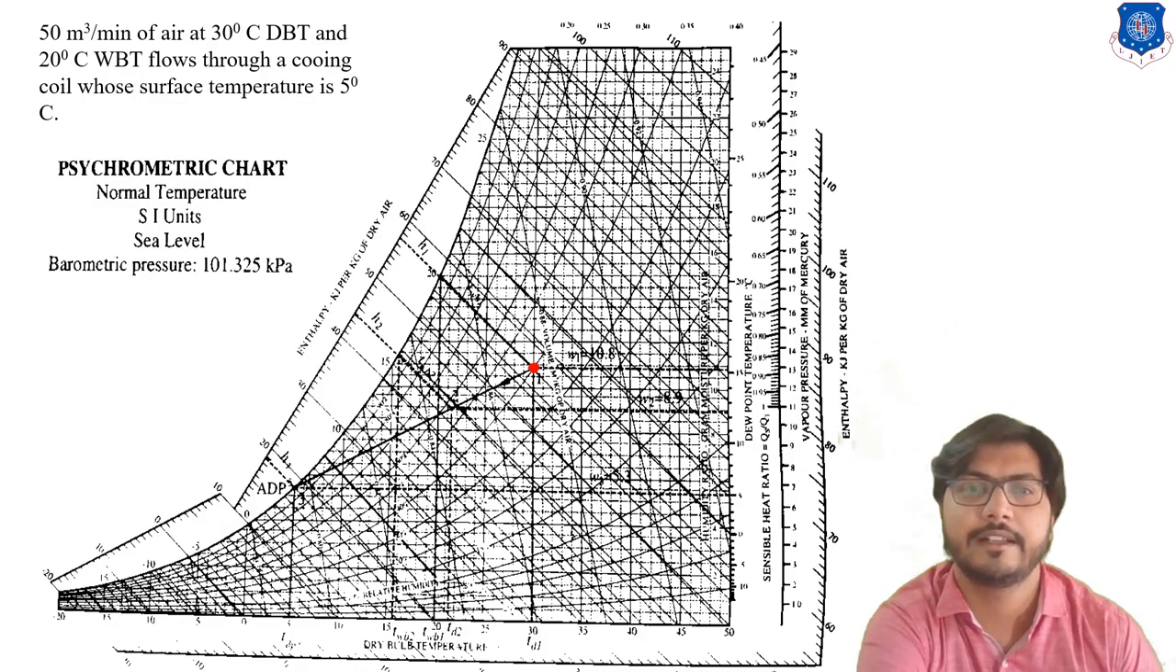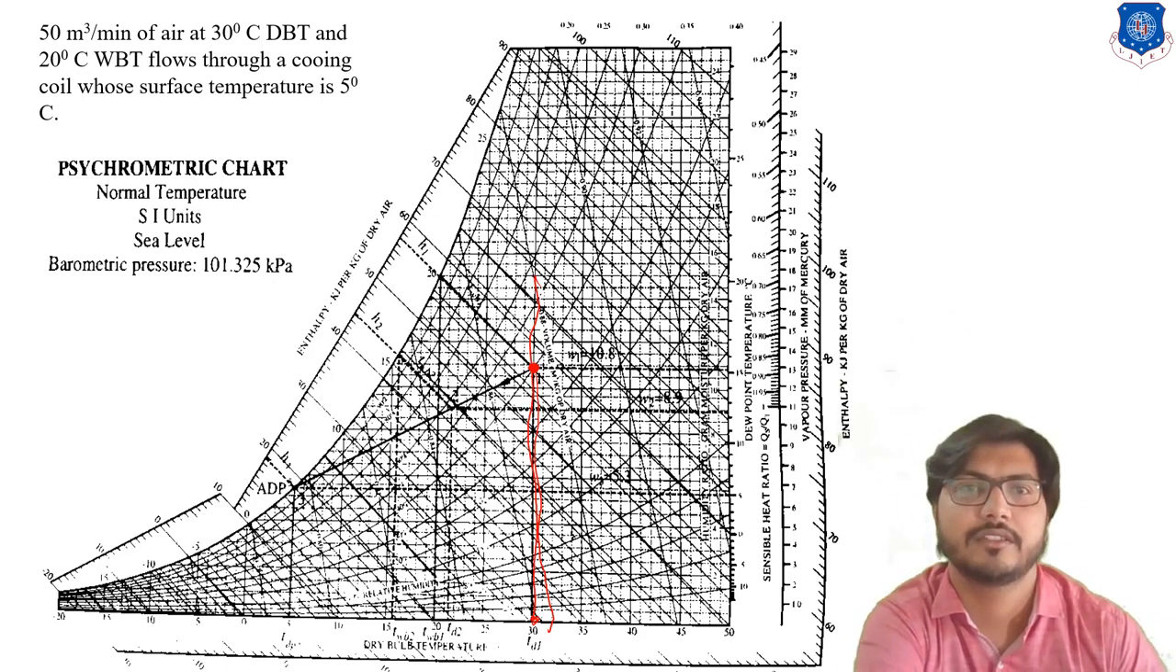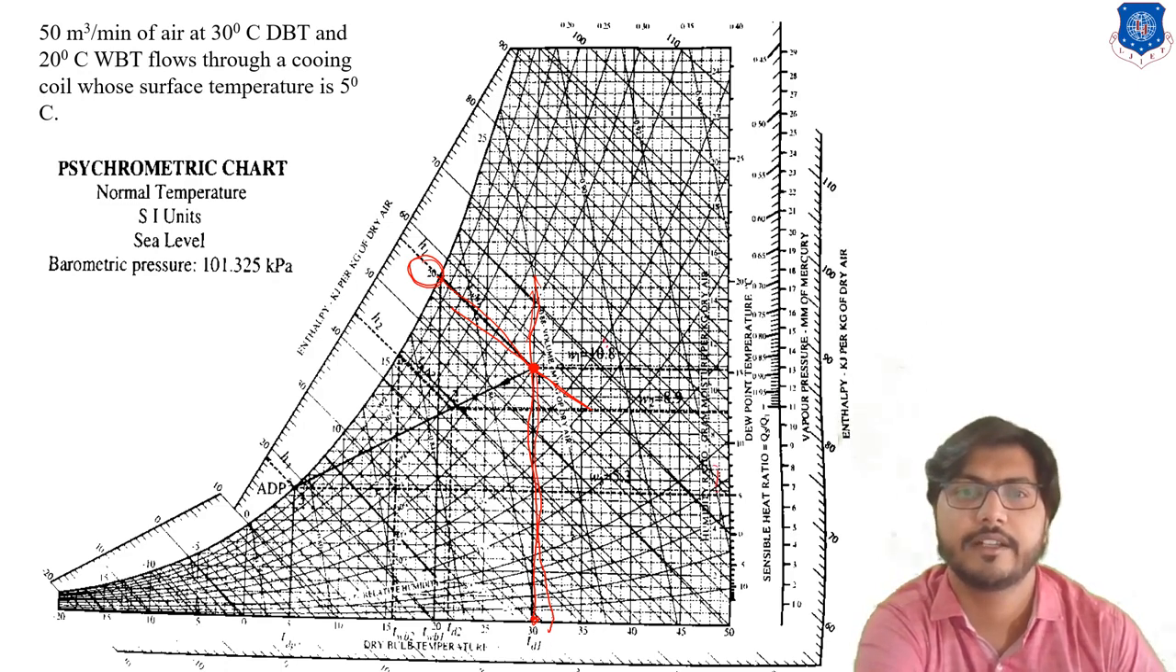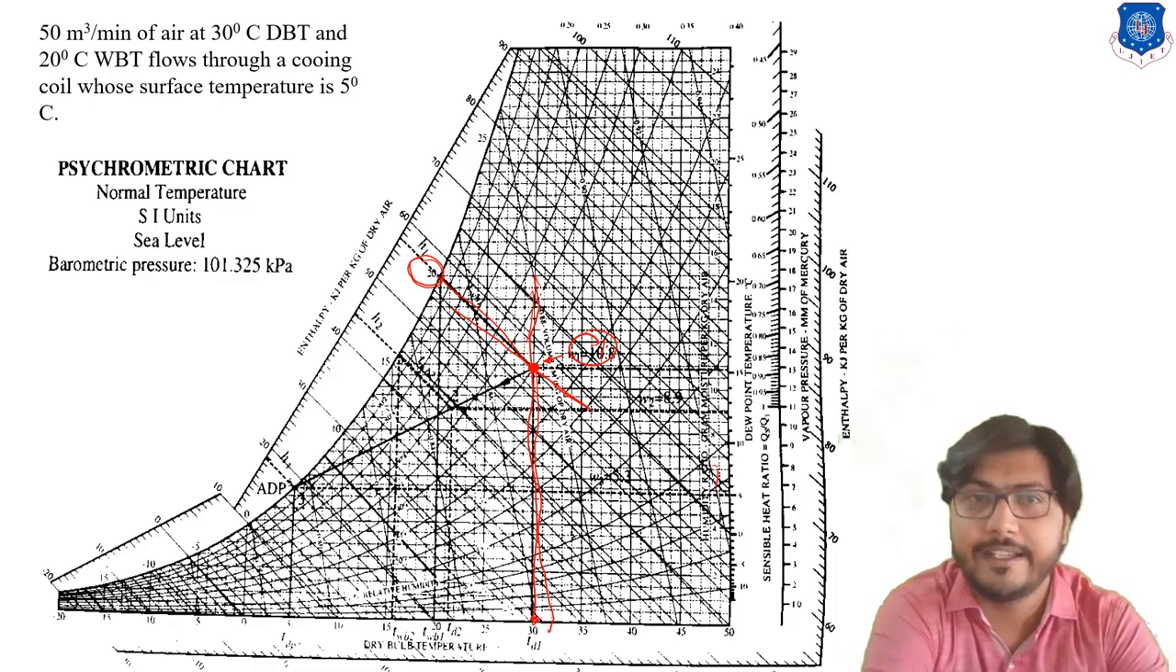So we have the 30 degree line here, 30 degree C. Draw this line straight up, and the wet bulb temperature line is always inclined. This is our 20 degree wet bulb temperature line. These both lines intersect at this point, so that's how point number 1 is located. This is point number 1.